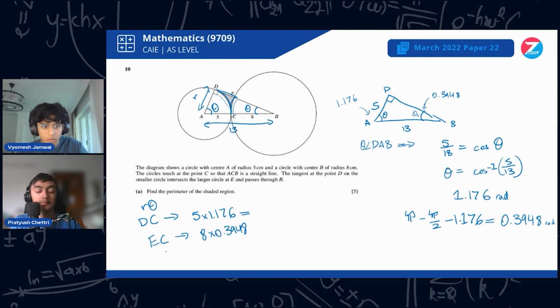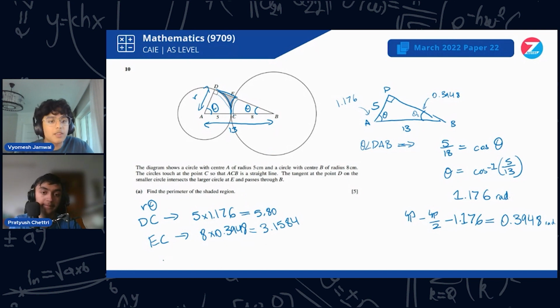And so for DC, that will give us 5 times 1.176. That would give us 5.88 for DC. And for EC, it's going to be 8 times 0.3948. It's going to be 3.1584.